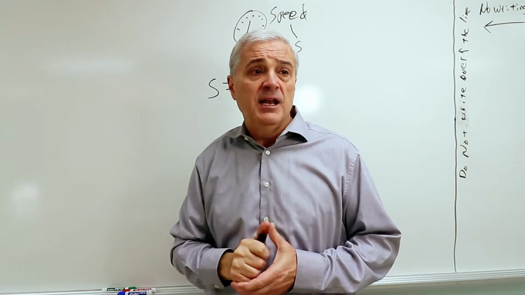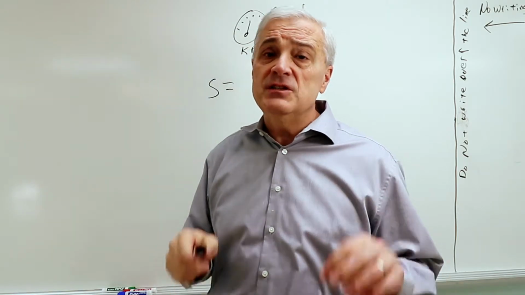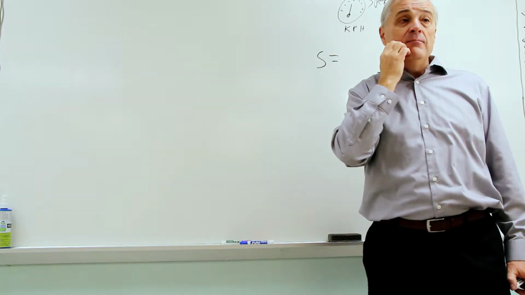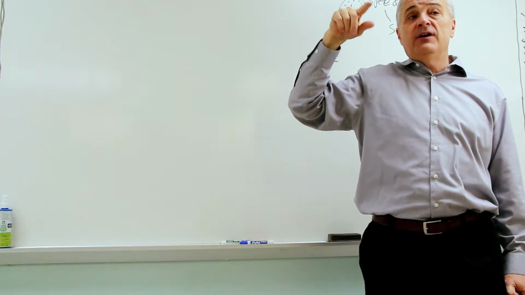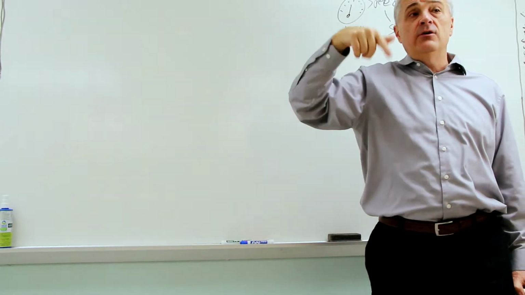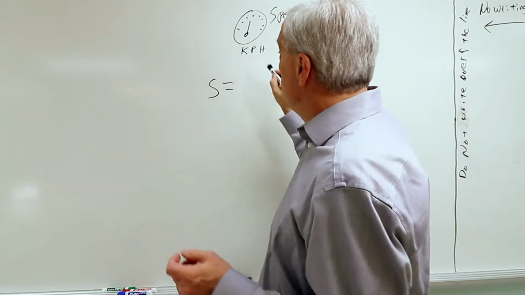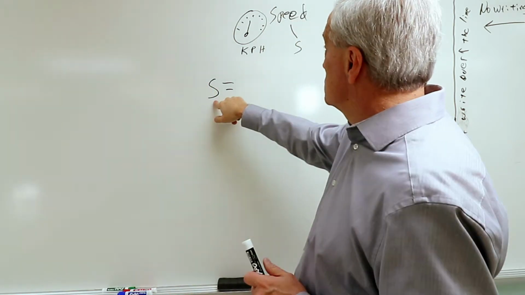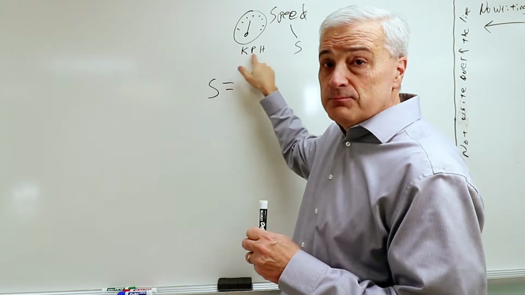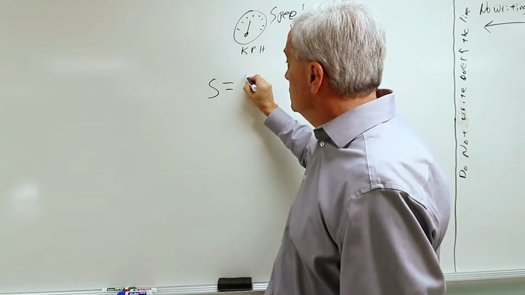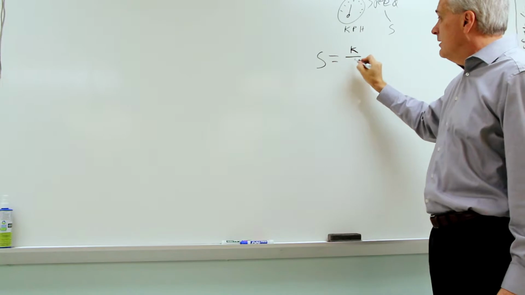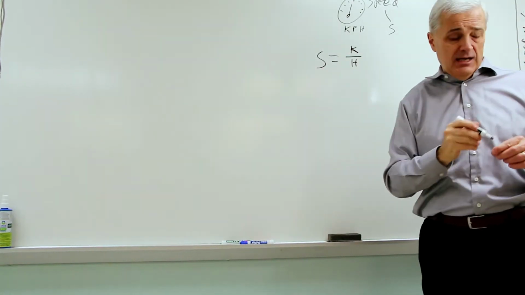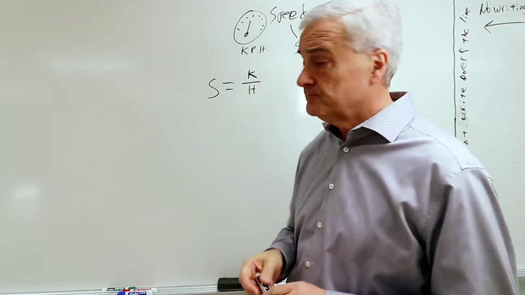If I can bake 10 cookies in an hour, I can bake 10 cookies per hour. That means that if I know how many hours I have, I know how many cookies I can make. So per is a division sign. So speed is kilometers per hour, and so I would put that K up here and I would put that H down here. The speed is kilometers per hour.